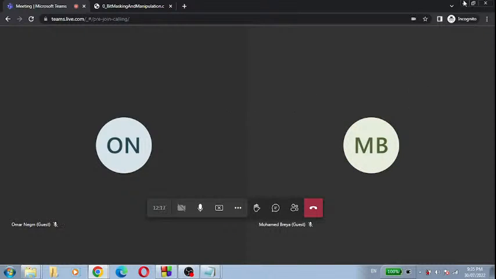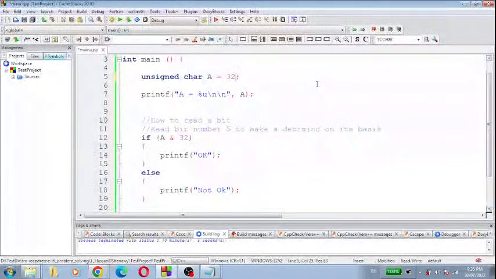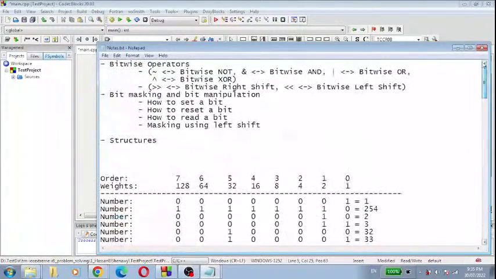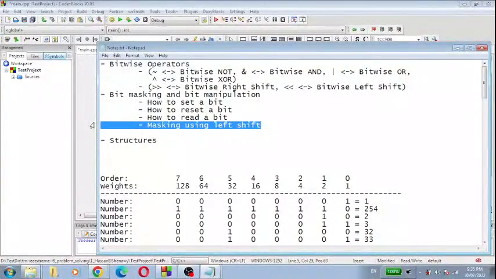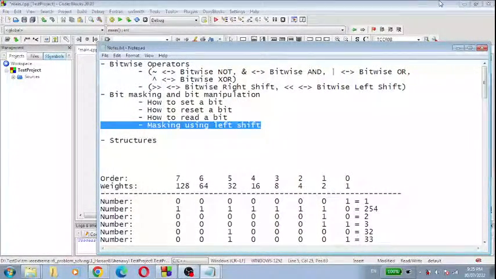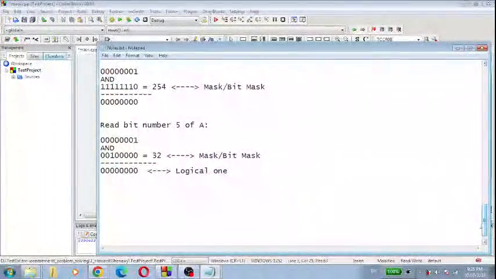So Muhammad here has mentioned something that we could, and I'm going to explain this here actually. Masking using the left shift. How we could achieve this. So now we are going to this topic here.